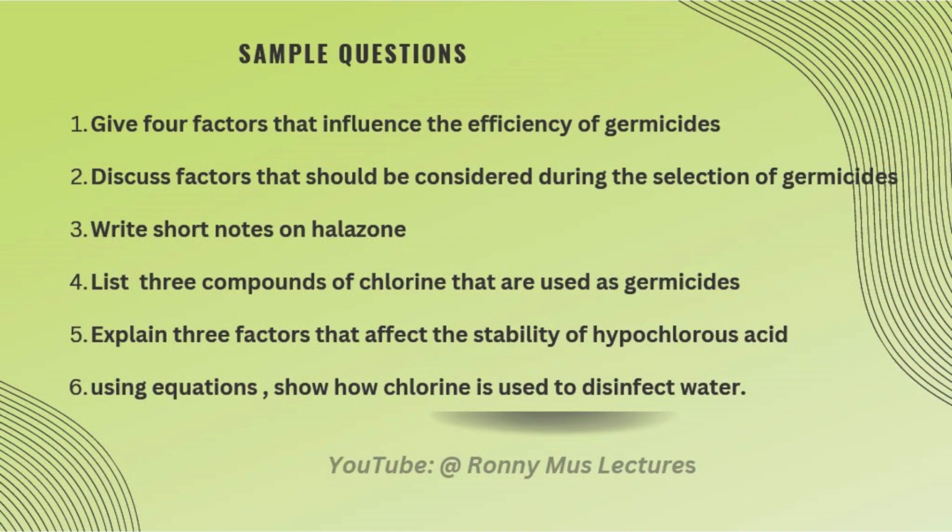We look at sample questions. Number 1, give 4 factors that influence the efficiency of germicides. Number 2, discuss factors that should be considered during the selection of germicides. Number 3, write short notes on halazone. Number 4, list 3 compounds of chlorine that are used as germicides. Number 5, explain 3 factors that affect the stability of hypochlorous acid. And last but not least, using equations, show how chlorine is used to disinfect water.